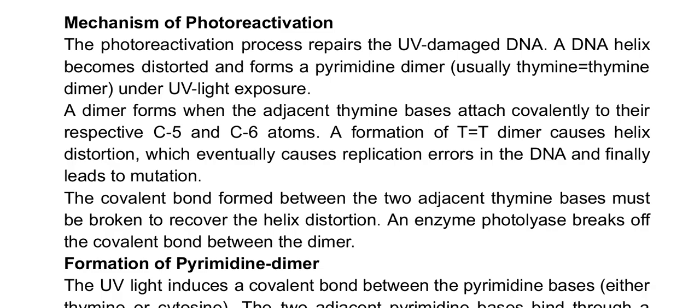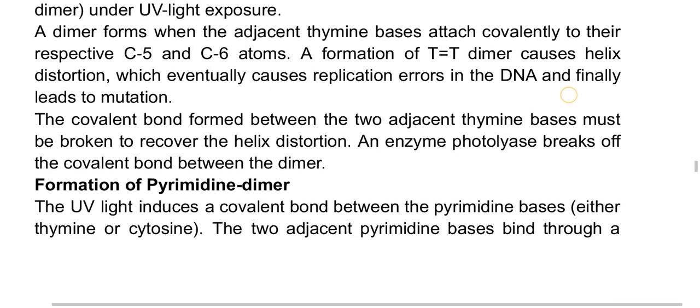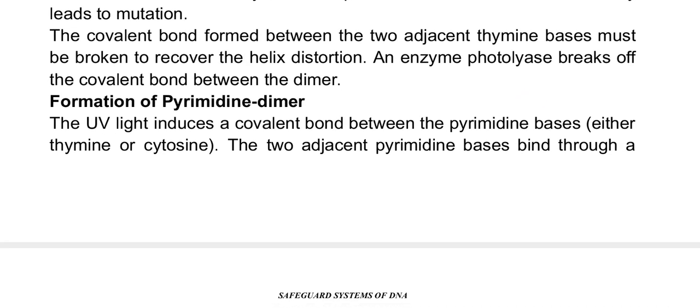A DNA helix becomes distorted and forms a pyrimidine dimer, usually a thymine-thymine dimer, under UV light exposure. A dimer forms when the adjacent thymine bases attach covalently through their respective C5 and C6 atoms. The formation of the TT dimer causes helix distortion, which eventually causes replication errors in the DNA and finally leads to mutation. The covalent bond formed between the two adjacent thymine bases must be broken to recover from the helix distortion.